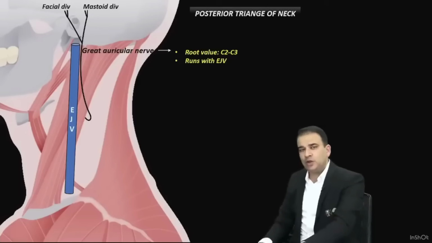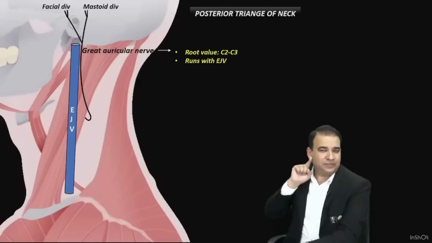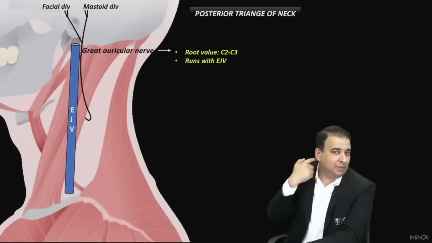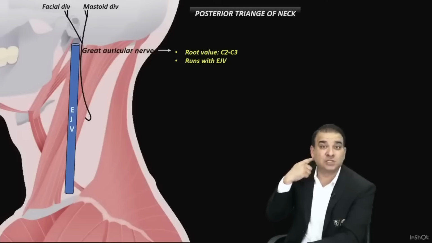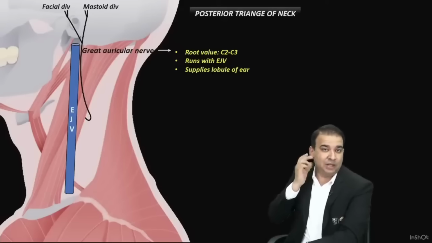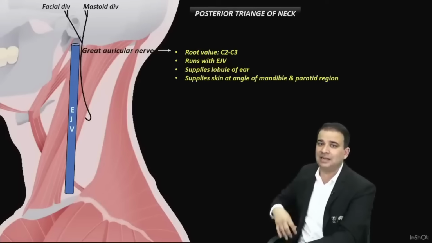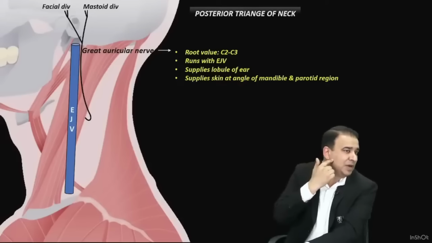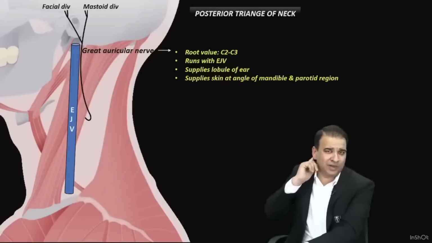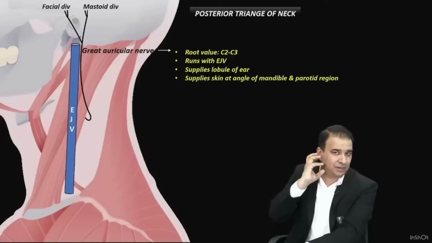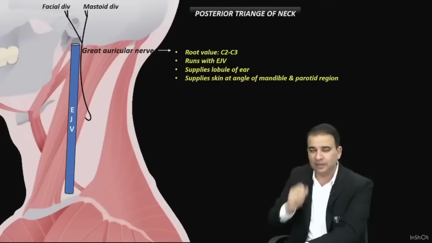Second thing, when the great auricular nerve goes above, its facial branch will supply the skin over the angle of mandible and parotid area, and the mastoid branch will supply the skin over the mastoid process also. So the nerve goes above and supplies the skin of the angle of mandible, the lobule of the ear, the parotid area, and the skin over the mastoid process. That's the sensory area, the skin of the side of the neck and face supplied by the great auricular nerve.